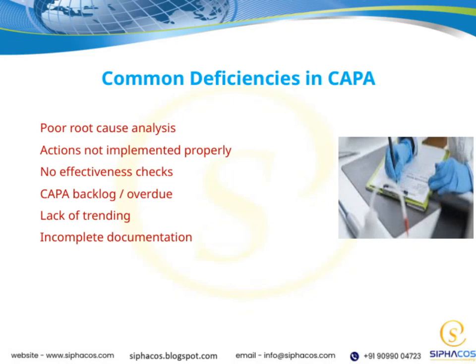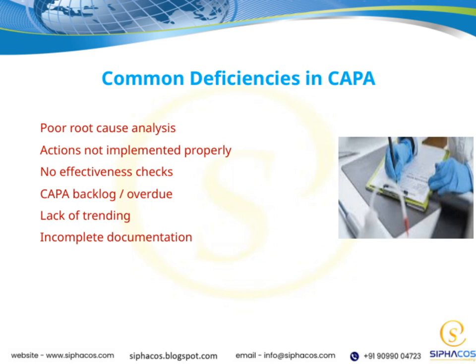Let's take a look at some common deficiencies we often see in CAPA processes. First, poor root cause analysis is a big one. When we don't thoroughly identify the true underlying cause of a problem, we're setting ourselves up for ineffective corrective actions down the line. Next, even if actions are identified, they're not always implemented properly, which means the problem might not actually get resolved.